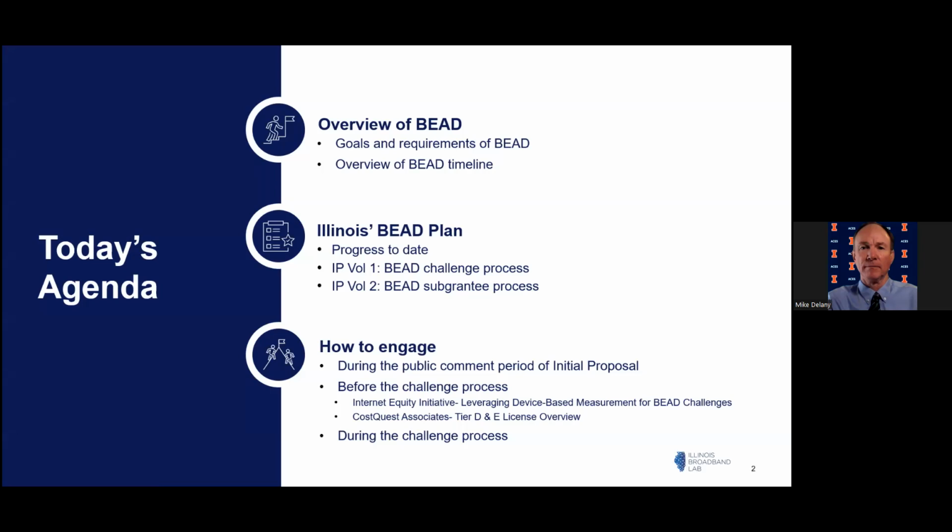First of all, level setting with the goals and requirements of the Broadband Equity Access and Deployment Program, the BEAD program. Also looking to overview the BEAD timeline, all the work, the sequencing of events that will be taking place in the weeks, months, and years ahead. We'll get into a little bit of an overview on Illinois' BEAD plan, our progress that we've made to date. Also just pointing folks to the Illinois Broadband Office website, where we are currently housing our draft initial proposal, Volume 1 and Volume 2, for public comment. So we really want folks to check that out and let us know your thoughts.